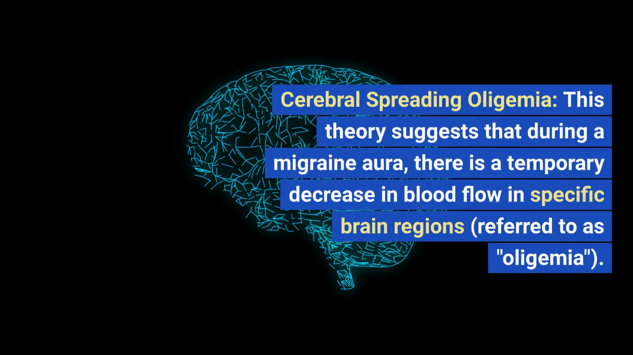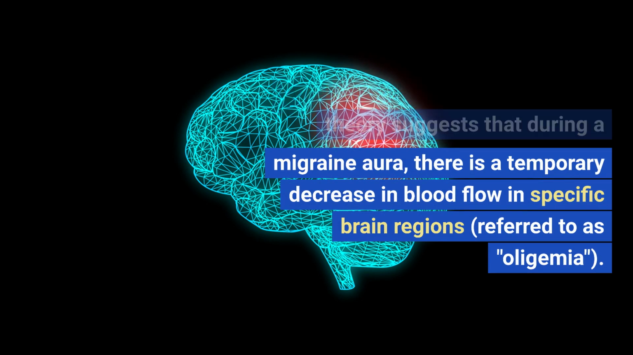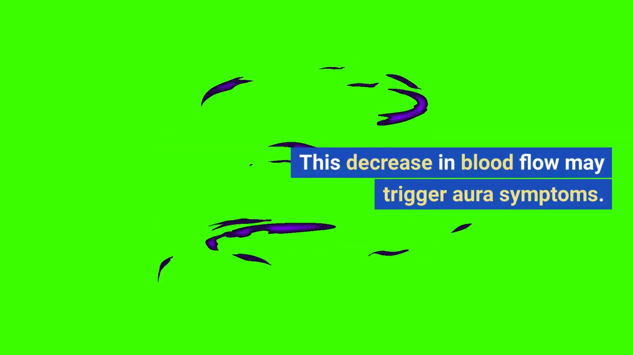Cerebral spreading oligemia. This theory suggests that during a migraine aura, there is a temporary decrease in blood flow in specific brain regions, referred to as oligemia. This decrease in blood flow may trigger aura symptoms.